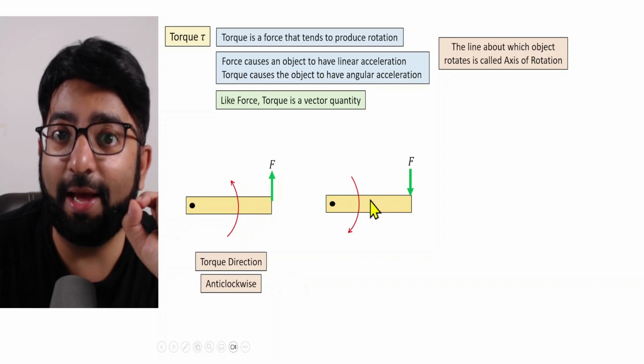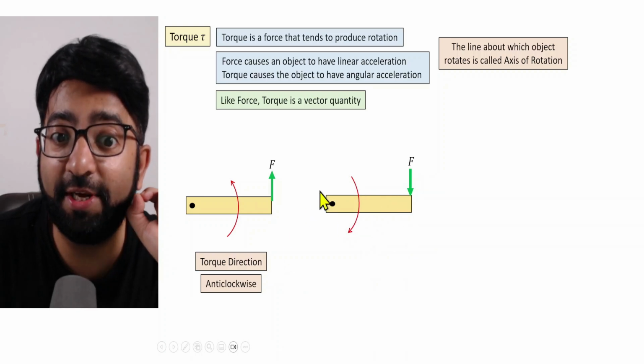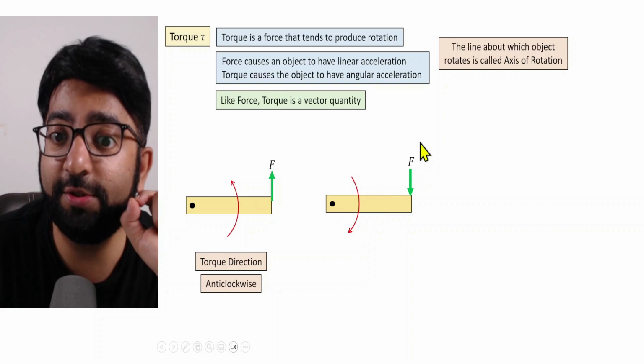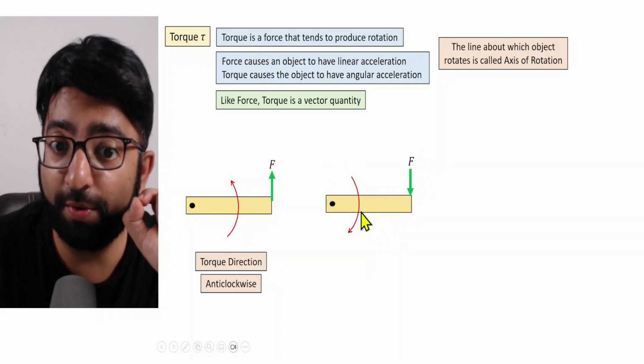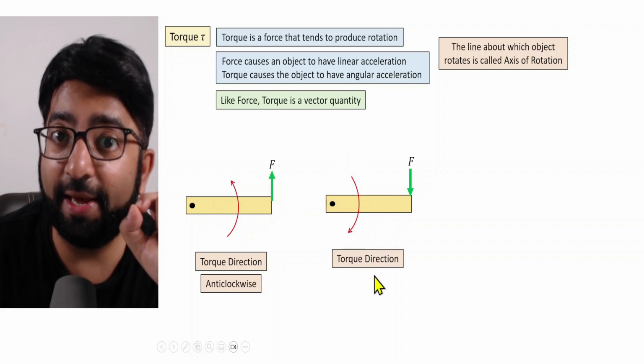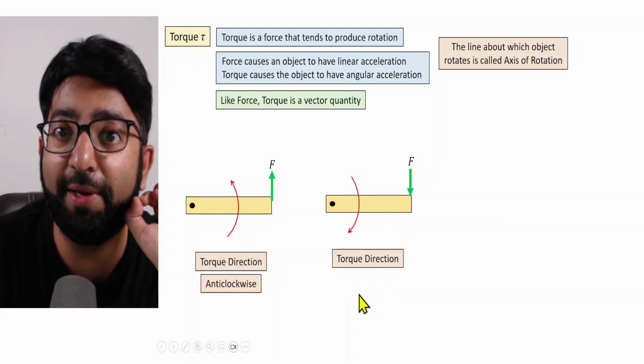Let's consider the second example. It is the same rod which is hinged on the left hand, but the force is acting through the rightmost end. Of course, in this case, it is going to rotate, but the rotation is clockwise. And in this case, we can say the direction of torque will be clockwise.